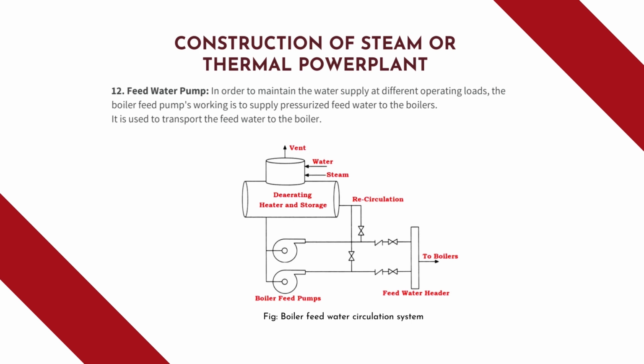So, ultimately what is the function of the feed water pump? The main function of the feed water pump is to feed the water to the boiler from the condenser. Maybe all the water is supplied by the condenser, or additional water can be supplemented to the boiler using this feed water pump. Another component is called the deaerator.